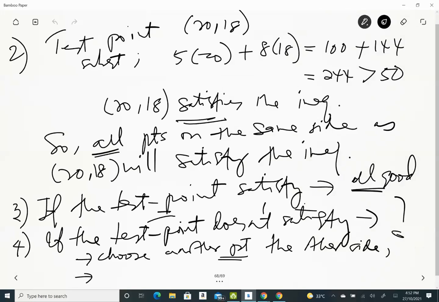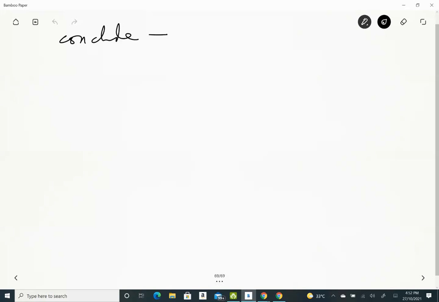If that point does not satisfy, you conclude right away. What is our conclusion with regard to the inequality? You can get it from number 1, number 2. I want you to think. If the test point does not satisfy, then you can choose another point on the other side. That's good, but you don't have to. You can argue and locate the inequality.